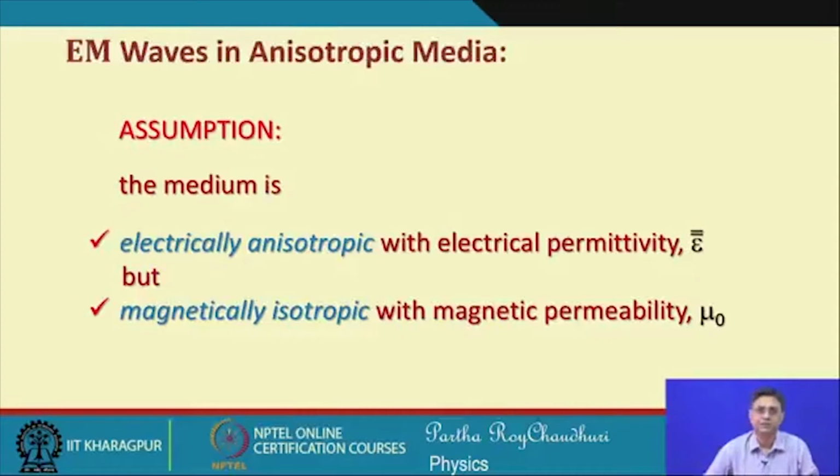So, in the case of a general anisotropic medium, in this discussion we will first make these assumptions that the medium is electrically anisotropic with electrical permittivity given by this epsilon bar, that is a tensor, but the medium is magnetically isotropic with magnetic permeability mu naught, which is the free space permeability.